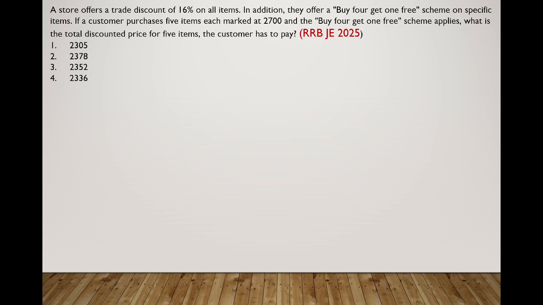Next question is, a store offers a trade discount of 16% on all items. In addition, they offer a buy 4 get 1 free scheme on specific items. If a customer purchases 5 items each marked at 700, and the buy 4 get 1 free scheme applies, what is the total discounted price for the 5 items the customer has to pay? Meaning how much? Here is one item's price.